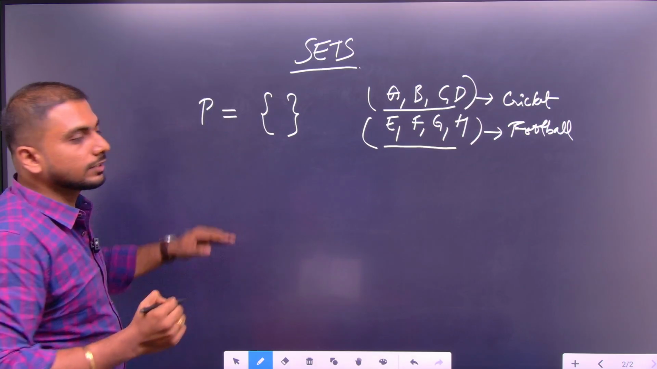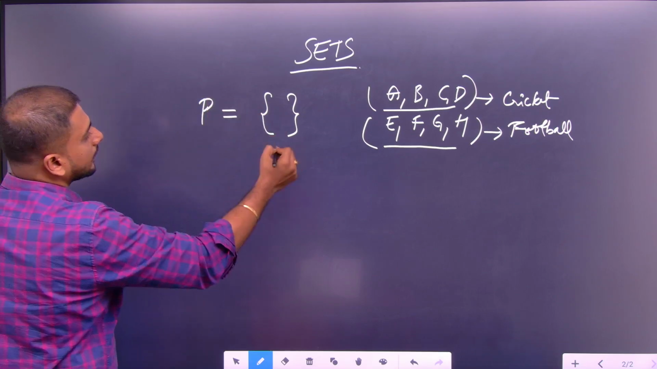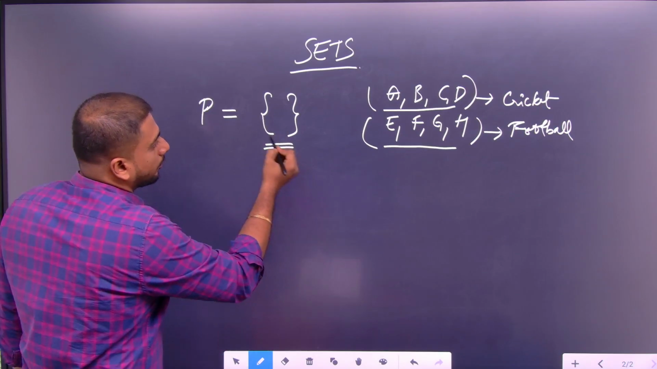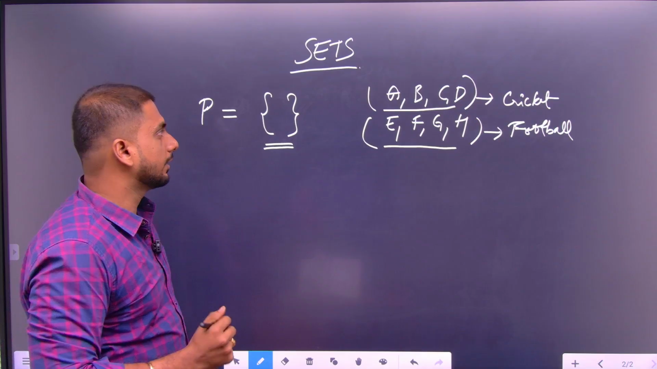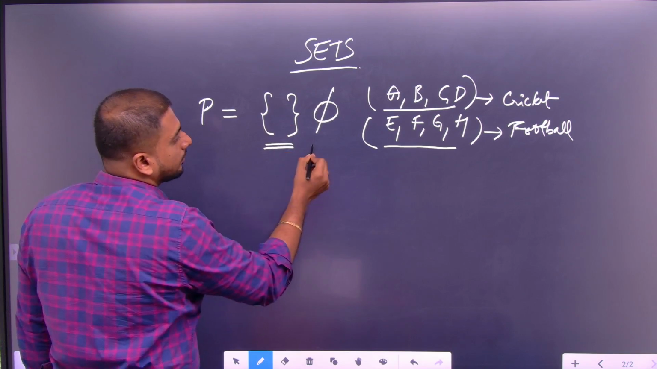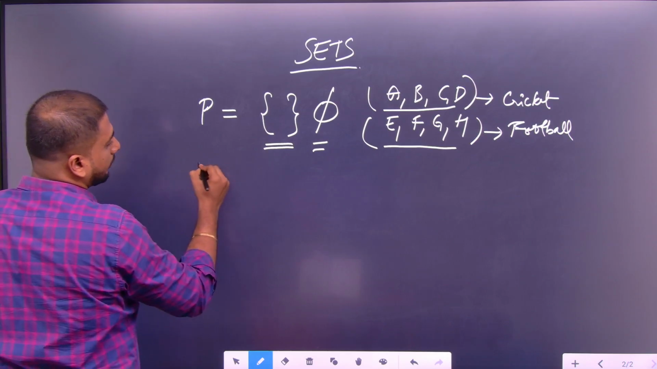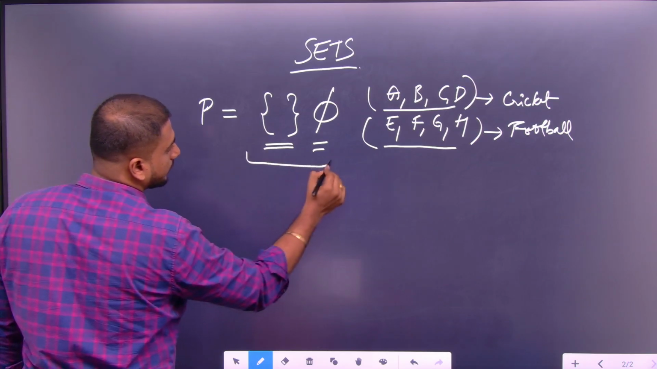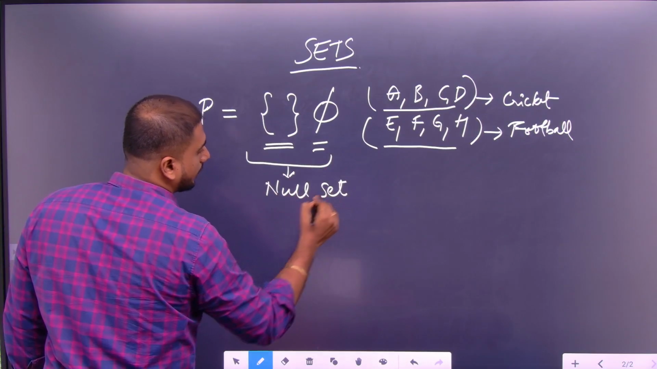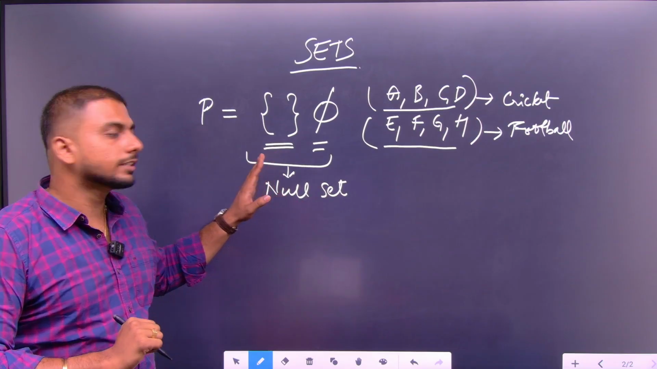This is the name, or the type, of a set such that it does not contain any element inside of it. It is denoted as an empty set like this inside a curly bracket, or there is another denotation using a Greek alphabet named phi. This means the set doesn't have any element in it, and it is also called a null set. The null set doesn't contain any element inside of it.